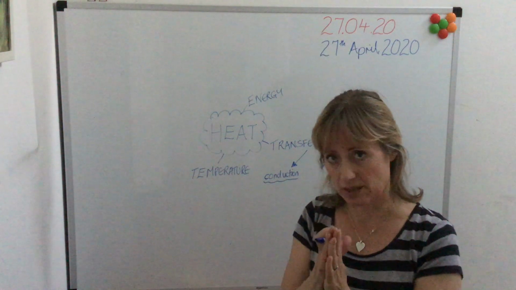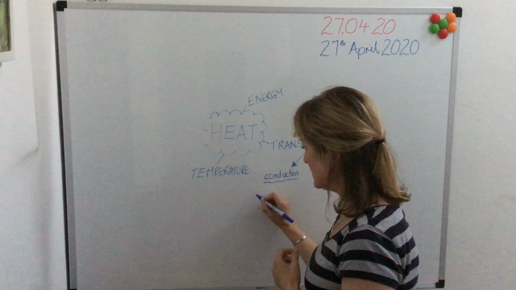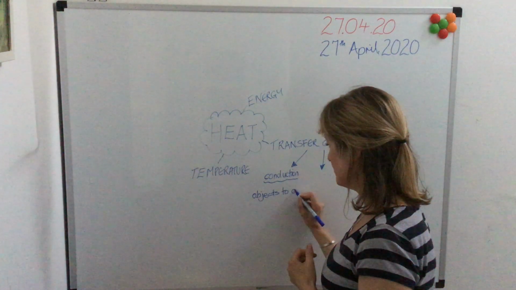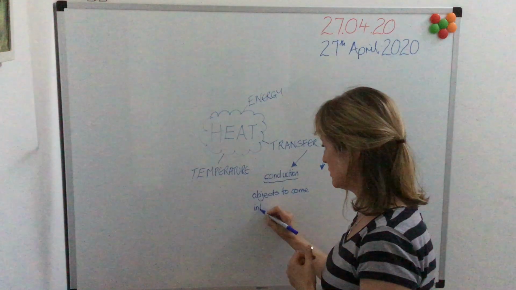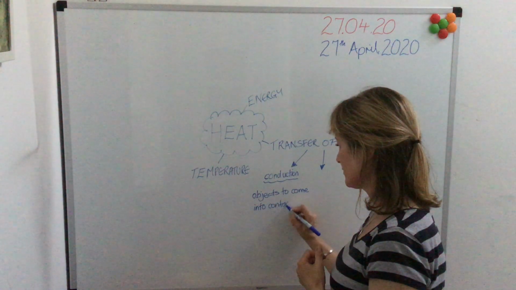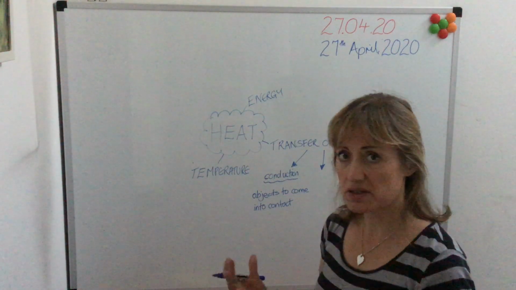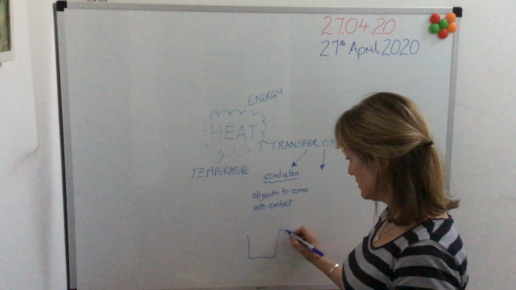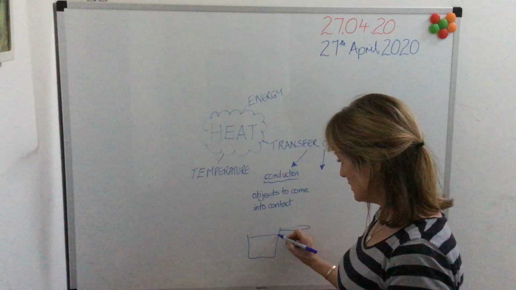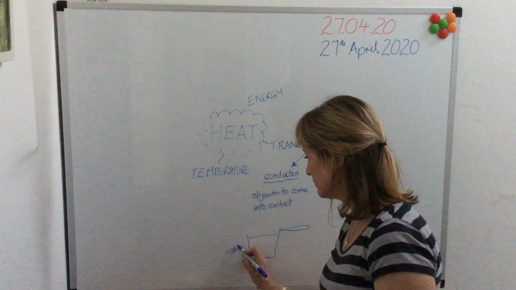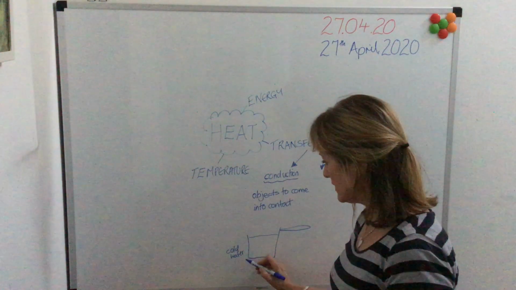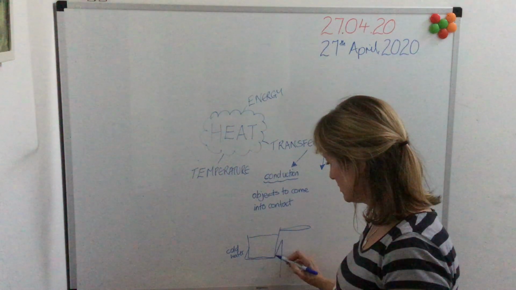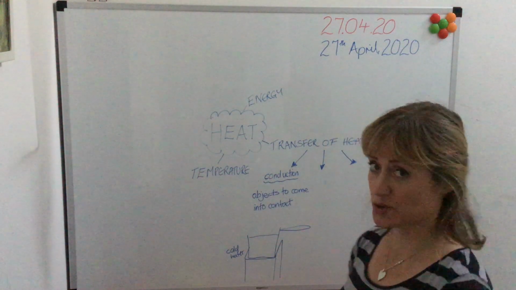What must happen? Yeah, you need the surfaces, you need the objects to come into contact. Okay, so I want you to think about the experiment, and I'm going to do one here. A pan of cold water. Okay, here's the handle. Cold water up to here. So this is cold water just now. And here's your stove. Okay, and you're cooking, it's a very small stove, but anyway.